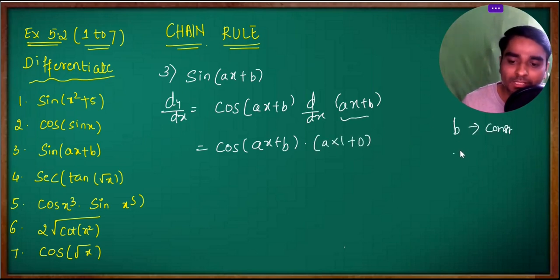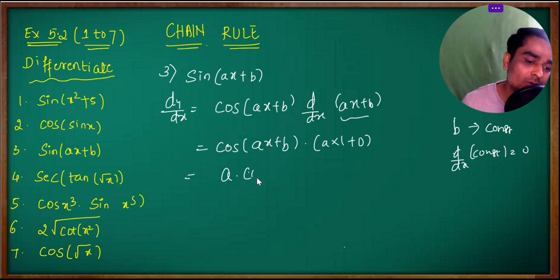B is what? Constant. Therefore, differentiation of a constant, we know it is equal to 0. So now it is a cos of ax plus b. That's the answer. Let's go to the fourth question.